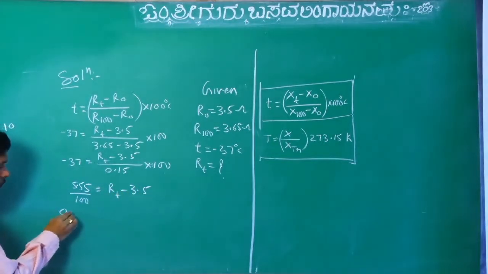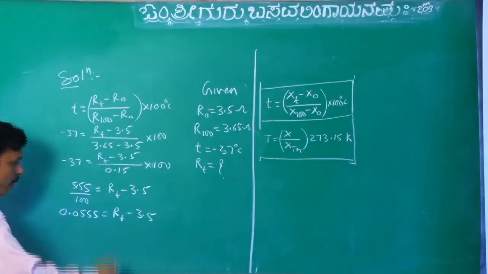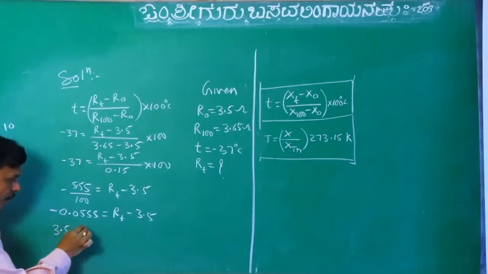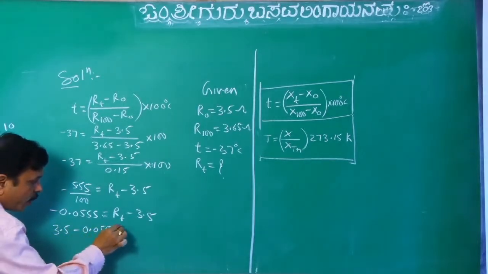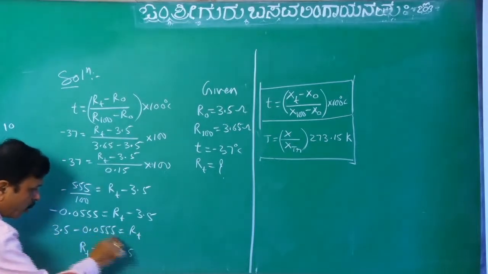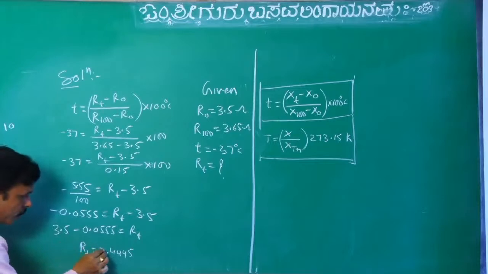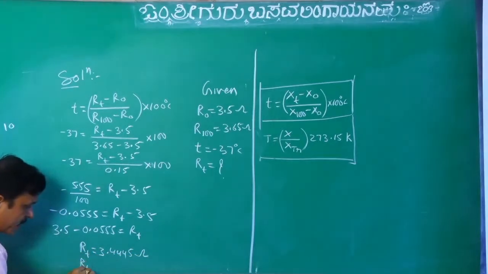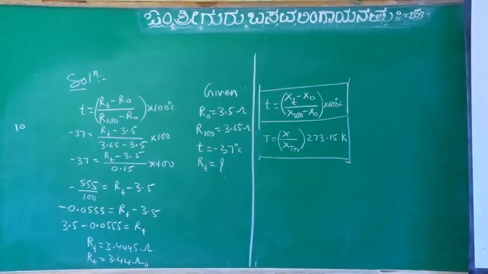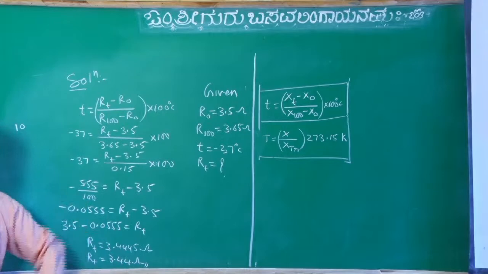Now this can be written as minus 0.0555 equal to RT minus 3.5. Taking this across, the minus sign is there, so 3.5 minus 0.0555 equal to RT. So RT is 0.3, and this can be written as RT equal to 3.44 ohm. If we go for significant figures, depending upon the option given, we can choose that one.